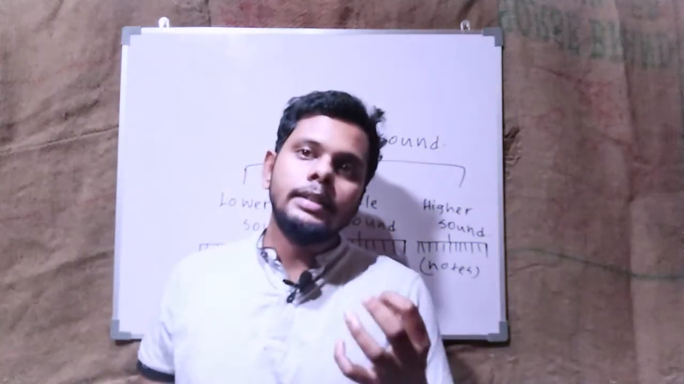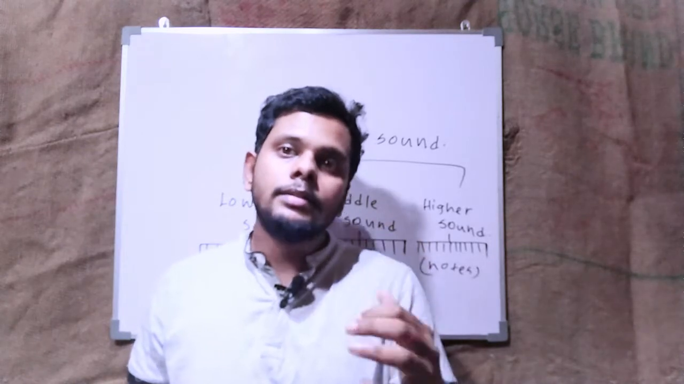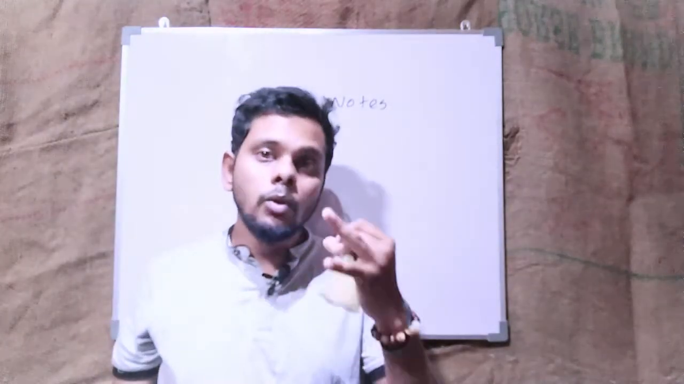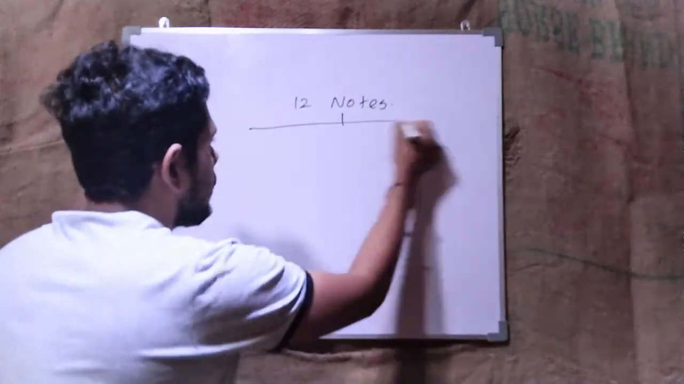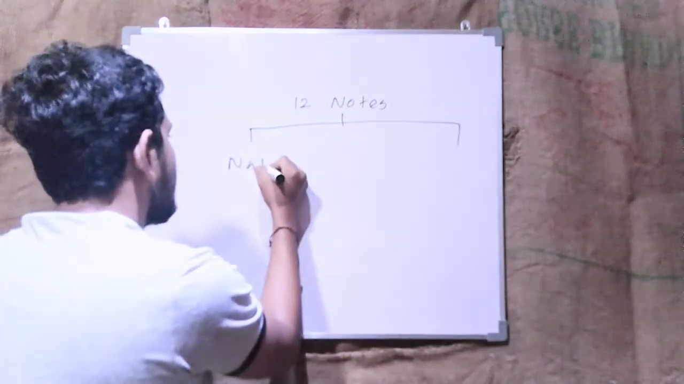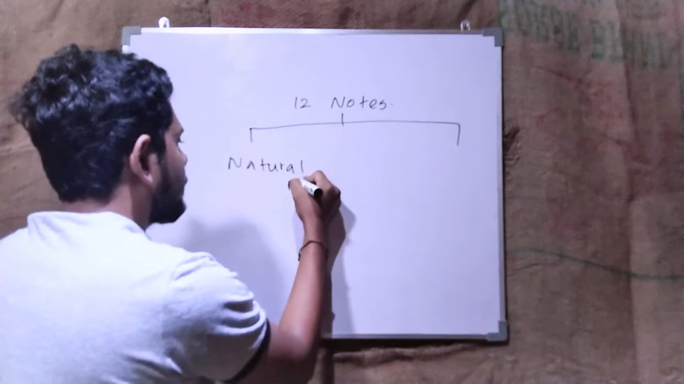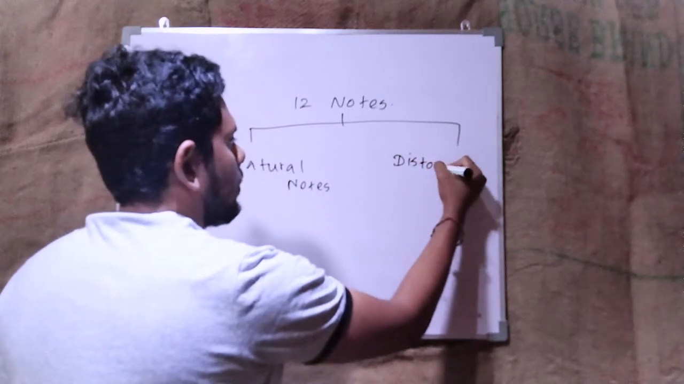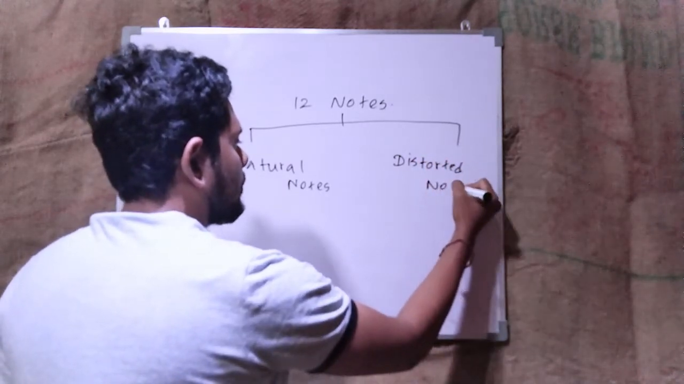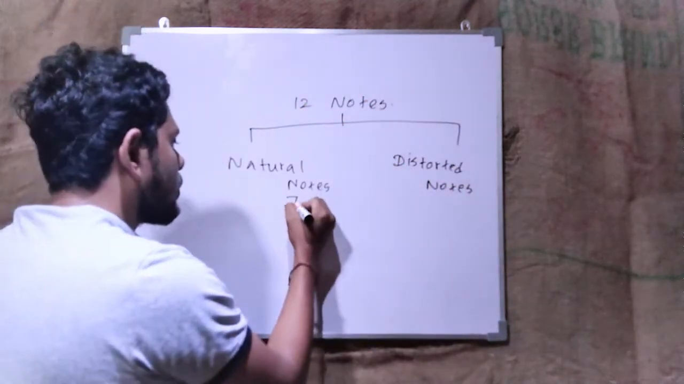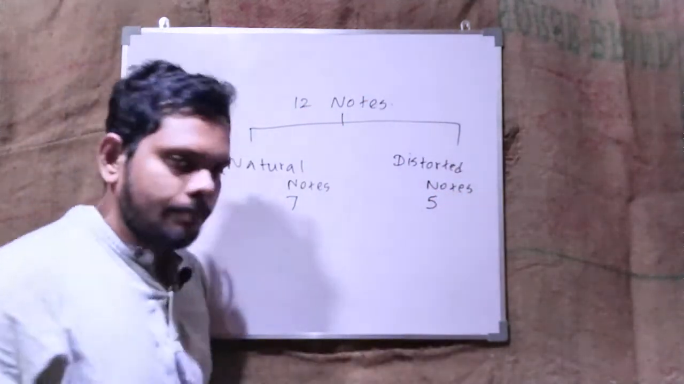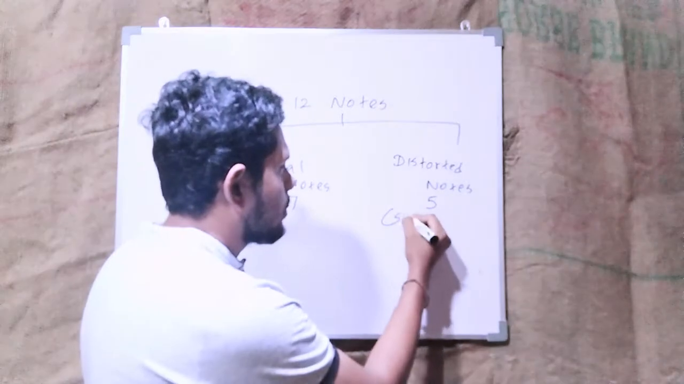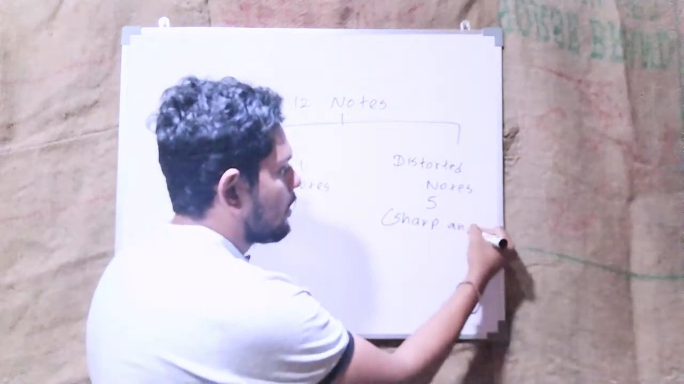Well, now let's talk in general about the 12 notes in all these sound parts. Our title is 12 notes. The 12 notes are divided into two main parts called natural notes and distorted notes. There are 7 natural notes and 5 distorted notes. We also call these distorted notes sharp and flat notes.